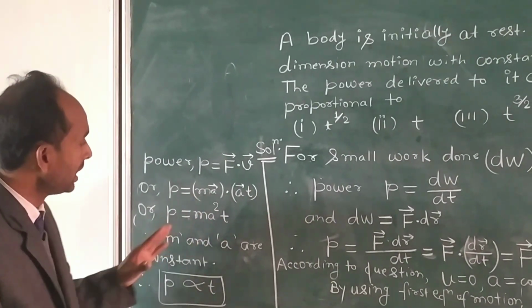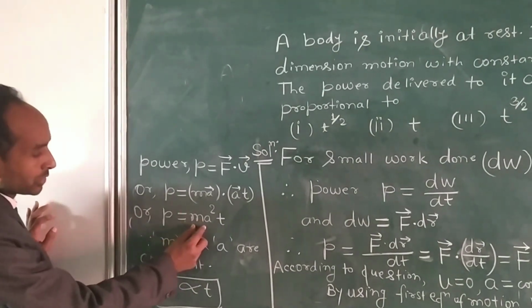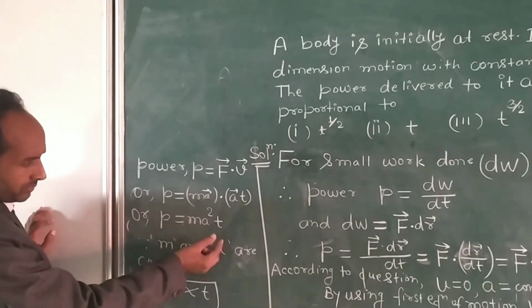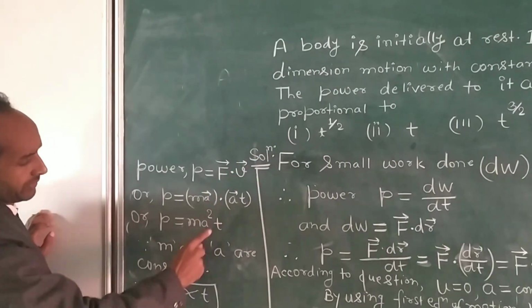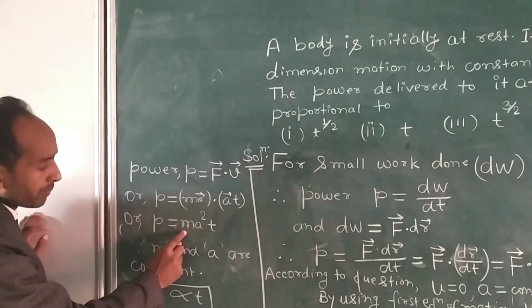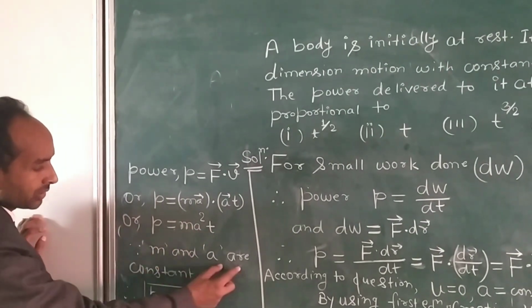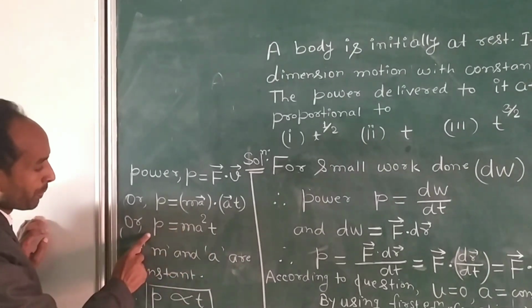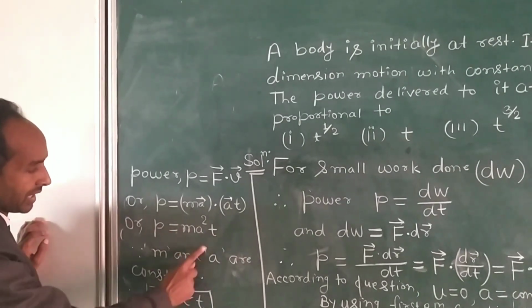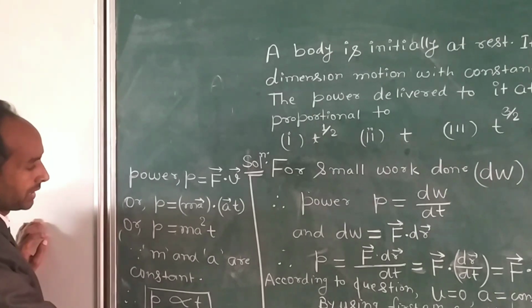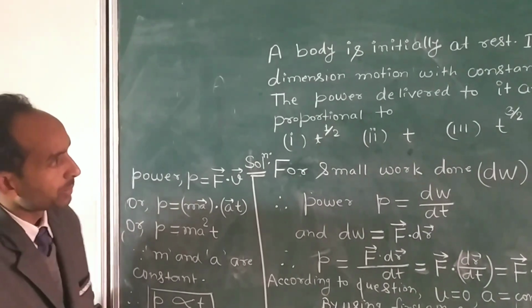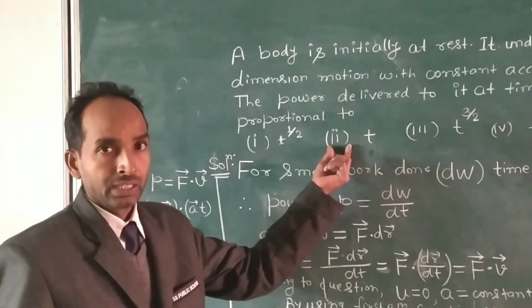Since the mass of any body is constant and the acceleration is given as constant, both mass and acceleration are constant. Therefore the power delivered to the body will be directly proportional to t. Therefore the correct option of this question is the second, that is t.